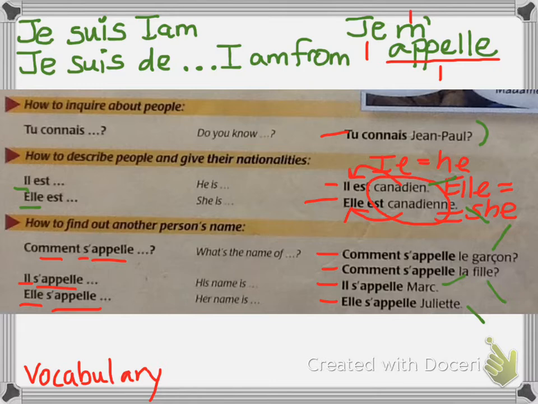S'il vous plaît, répétez. Tu connais. Il est. Elle est. Comment s'appelle? Il s'appelle. Elle s'appelle.